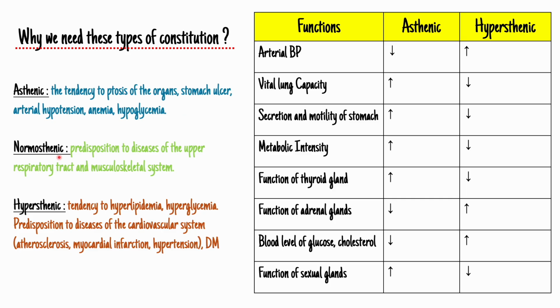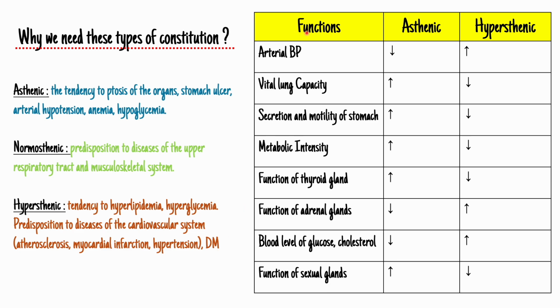The normosthenic have predisposition to diseases of the upper respiratory tract and musculoskeletal system. And the hypersthenic have the tendency to hyperlipidemia, hyperglycemia, predisposition to diseases of the cardiovascular system, atherosclerosis, myocardial infarction, hypertension, diabetes mellitus, because of the increase in body fat.